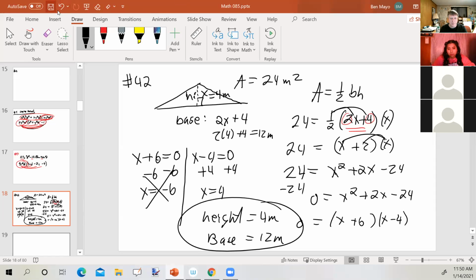Now, going back to the problem, it just says find the length of the base. So the answer that would be put in would just be that one, 12 meters. All right, that answers the questions that I was asked ahead of time. Does anybody have any other questions, starting with 6.8 or the chapter review? Any other questions you'd like me to work through at this point in time?